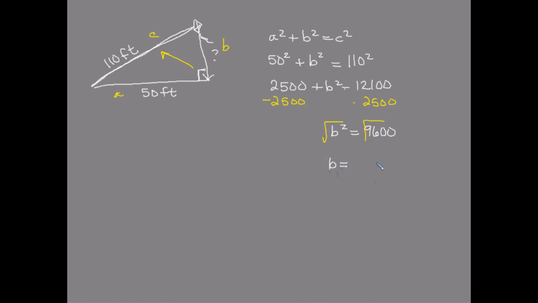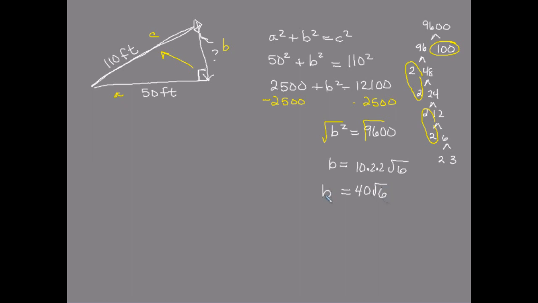And B will be, let's see, if I take the simplification route, I have 96 times 100. And 96 is 2 times 48. And 48 is 2 times 24, and 24 is 2 times 12, and 12 is 2 times 6, and 6 is 2 times 3. I have a perfect square here, and here, and here. So I'm going to bring out 10 times 2 times 2, and I leave behind 6. So I would have 40 times the square root of 6.